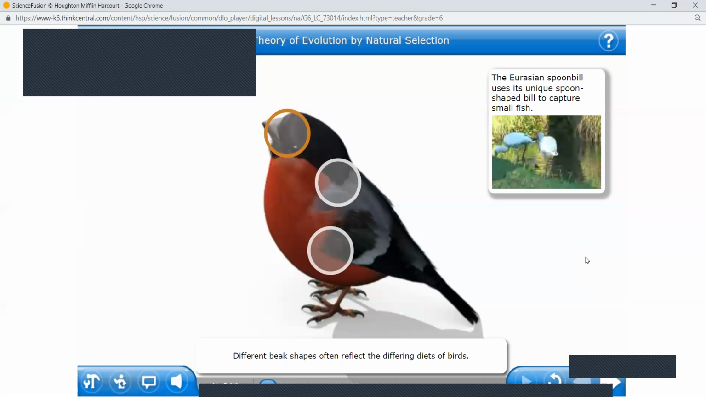Do you think, girls, now? When he's observing beaks of different birds, he came to know that it depends upon what kind of fishes they're eating. Okay? So it depends upon the birds. This is why he was explaining.